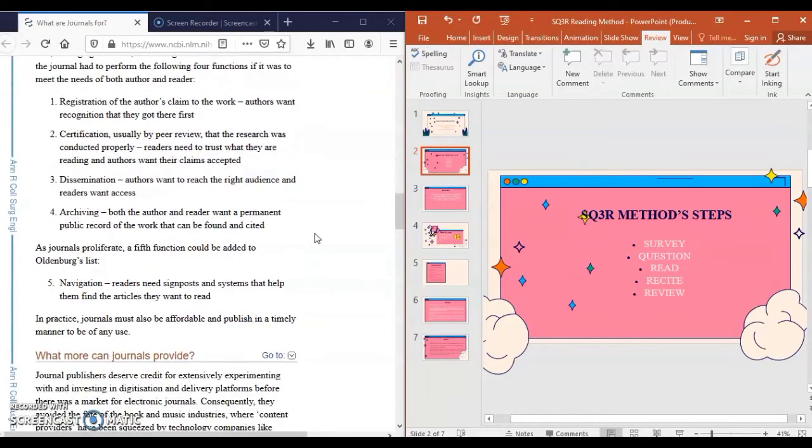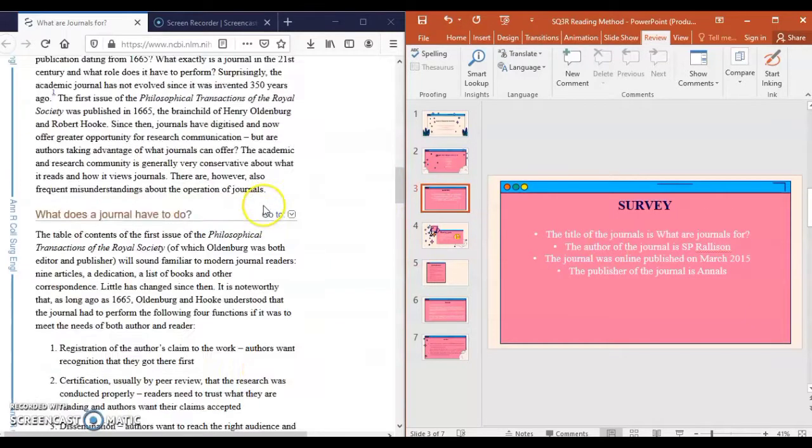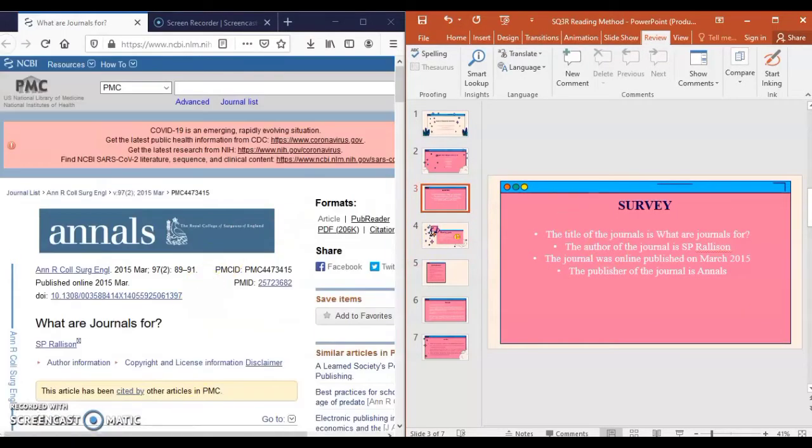After skimming the journal, I will get information from it, like the title of the journal is "What are journals for?" The author of the journal is SQ3R. The journal was published online in March 2015, and the publisher of the journal is announced.